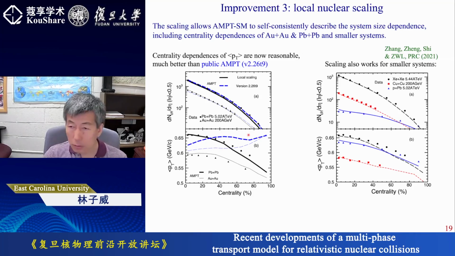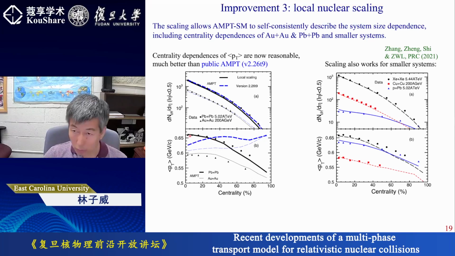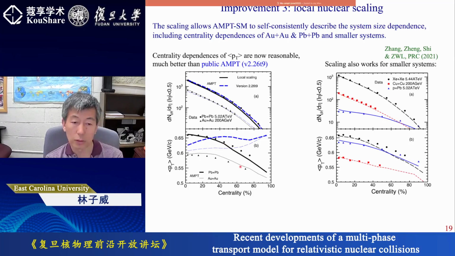With the local nuclear scaling, remember that the public AMPT model is using a constant Lund b parameter because that was the case before. With the local nuclear scaling, the Lund b parameter automatically changes according to the overlap region and the nuclear thickness. Therefore, we get a totally different behavior. The Lund b parameter is no longer a constant. It's taken care of self-consistently, and as a result, we get the solid lines for LHC and for RHIC, which is more or less consistent with the data, and much better than the public AMPT model.